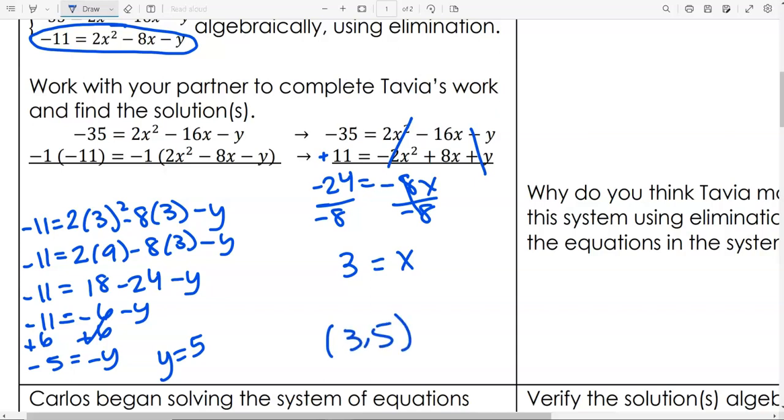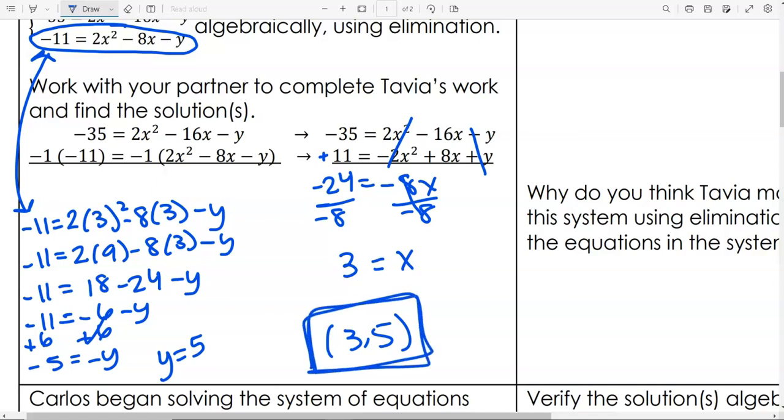Yes, Conan. When you plug it back in, why is it a negative 8 instead of positive? What are you talking about? Because at the bottom it's 11 equals negative 2x squared plus 8x plus y. So why is it negative when you plug it back in? I'm using the original equation from up here. Yeah, when you plug it back in, use one of the originals. Good question.